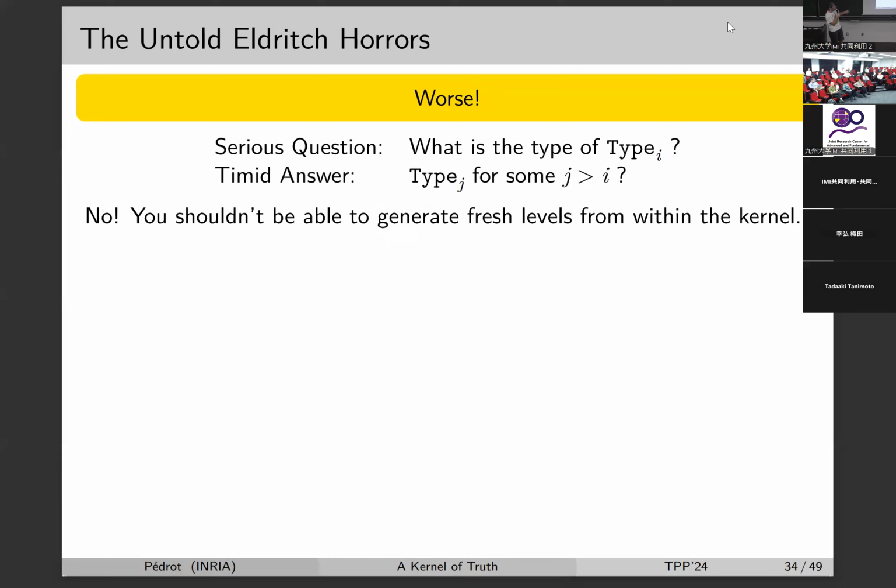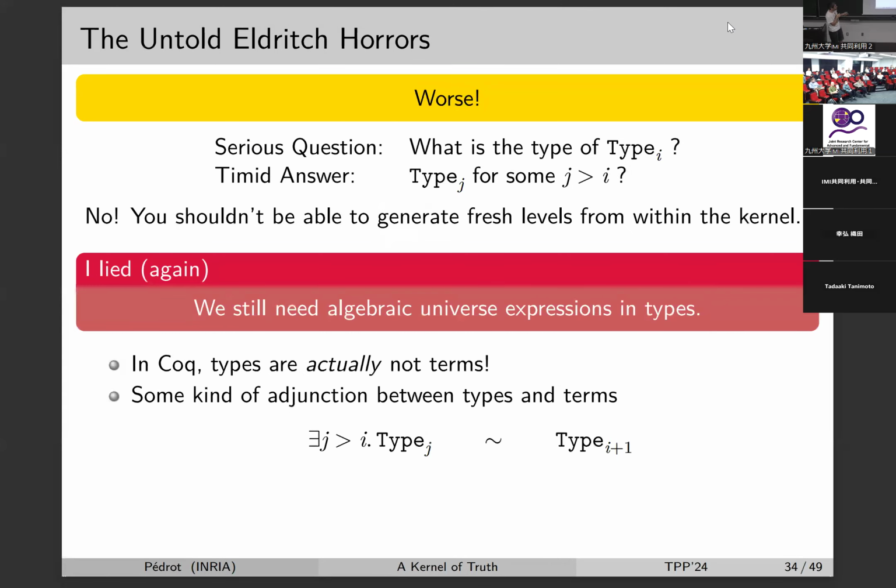But I said that we do not generate levels from the kernel, for a deep reason. We want what is called the principality of the type. So we want to attribute a single type to that expression, and not something that comes from nowhere. So we need a notion called algebraic universes, being able to write algebraic expressions inside our levels in the kernel to be able to type this type I.